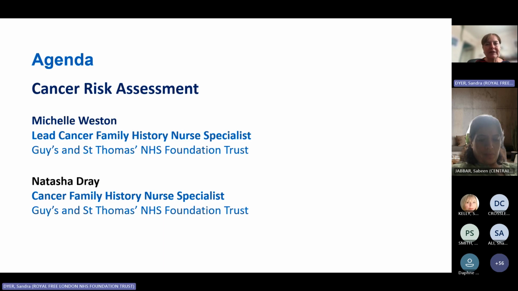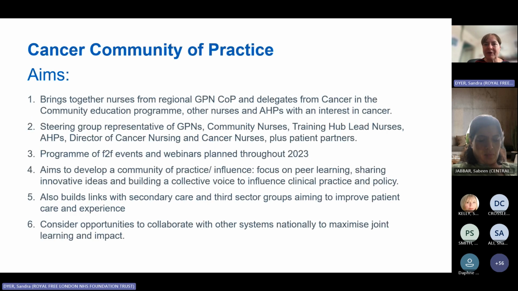So this is the agenda for today. We're going to be covering cancer risk assessment. We've got two speakers that I'll introduce shortly, but just a few words really about our cancer community of practice. It's a London regional cancer community of practice. It's a collaboration with Central London Community Health Trust, Academy and NHS England's Workforce Training and Education. And it's a pan-London forum, but we open up our webinars to anyone nationally.